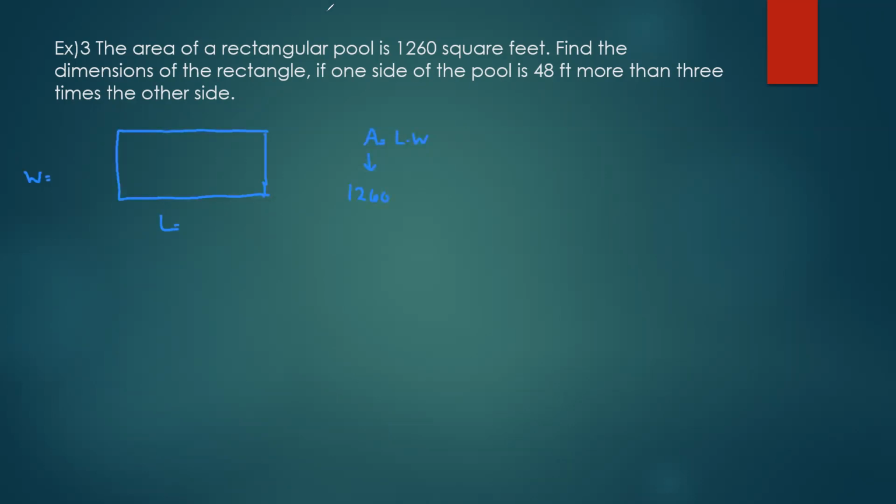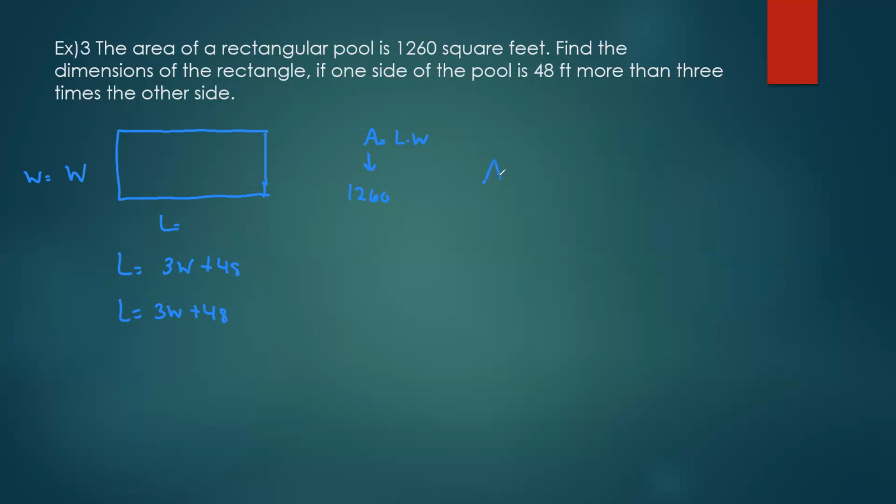It says to find the dimensions if one side of the pool is 48 feet more than 3 times the other side. So I think they're describing the length. So from that piece of information, how do I write that as an equation? 48 feet more, so that's like plus 48. Then 3 times the other side, so the other side's the width, so that would be 3w, right? So I guess you can replace the length with 3w plus 48. And then we'll label w as w for right now.